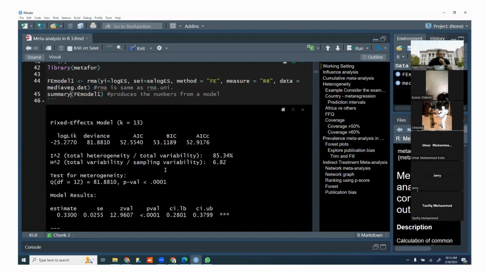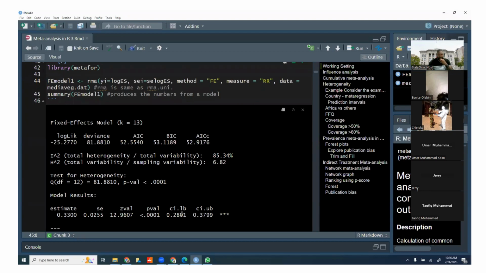Okay, thank you. This is a fixed effect model meta-analysis for 13 studies. And the test for heterogeneity shows that the I squared is 85.34%, which is considerable. And the effect estimate is 0.300. And the confidence interval lies between 0.2801 to 0.3799.